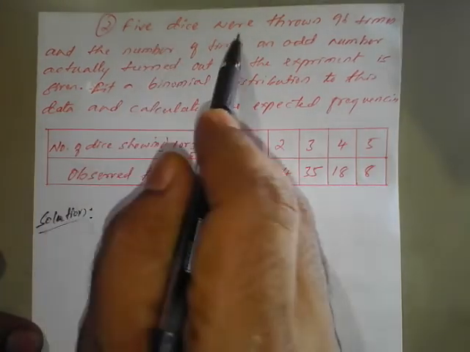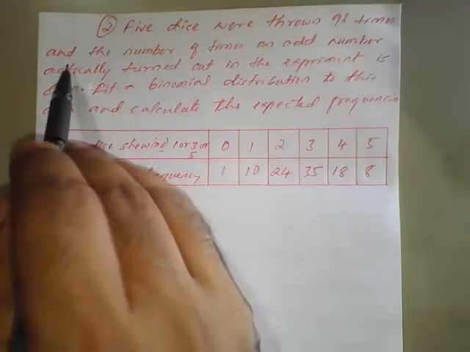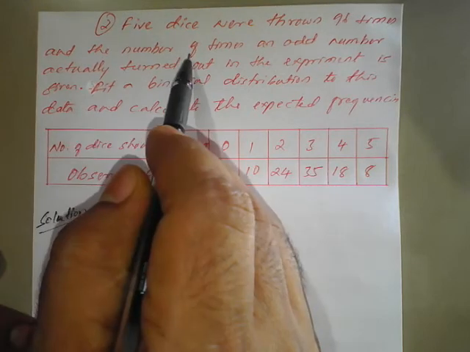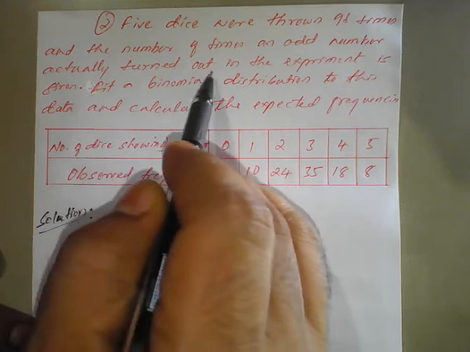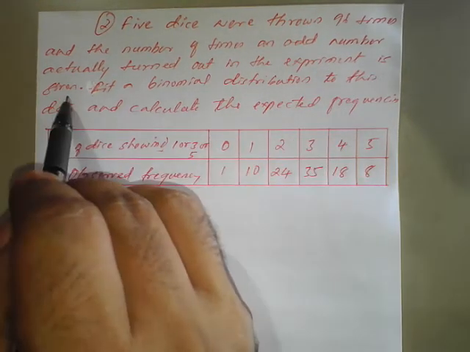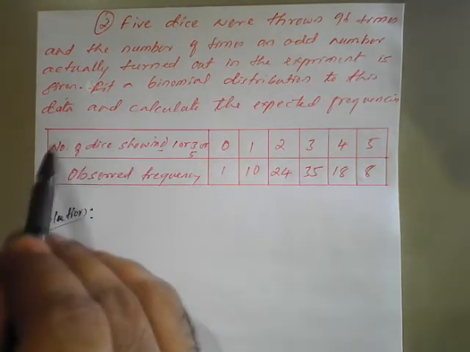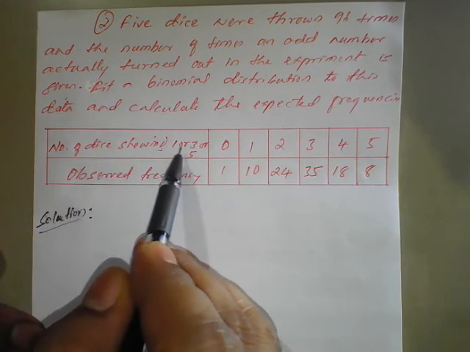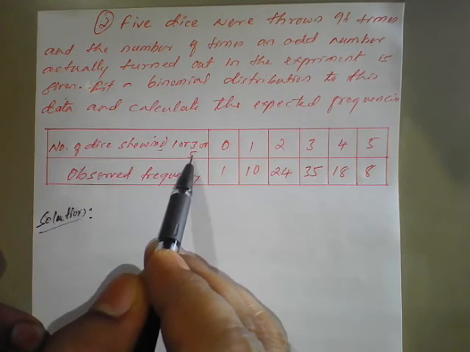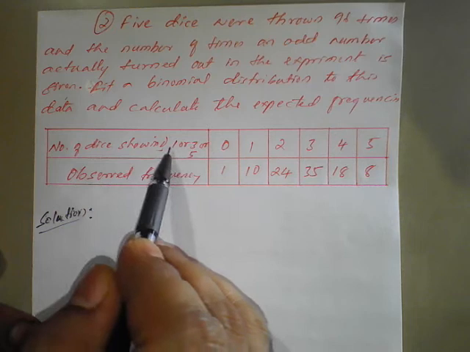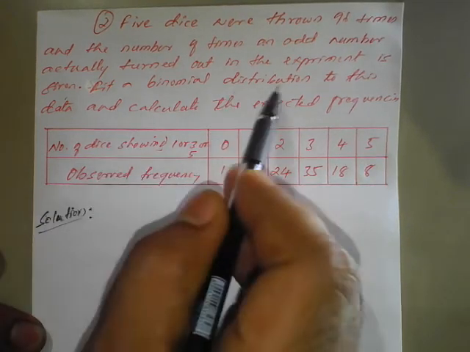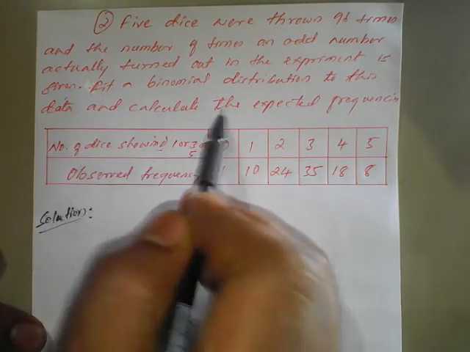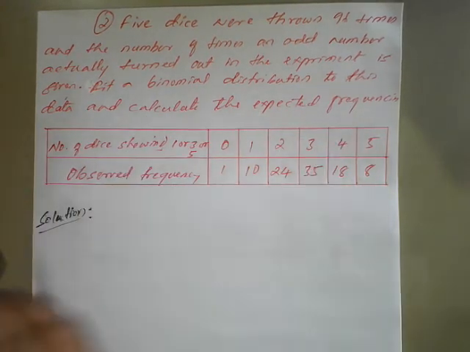Next question: 5 dice were thrown 96 times and the number of times an odd number actually turned out in the experiment is given. So 1 or 3 or 5, meaning on the top of the die we may get 1 or 3 or 5. Fit a binomial distribution to this data and calculate the expected frequencies.